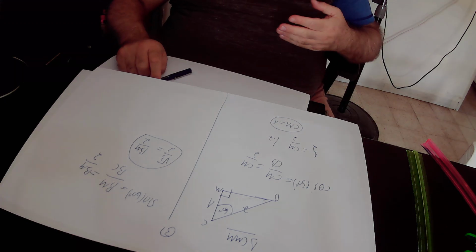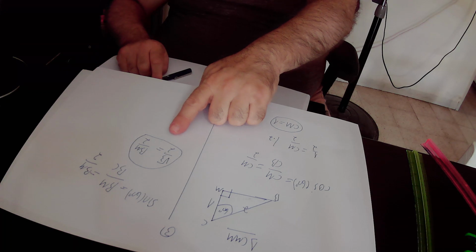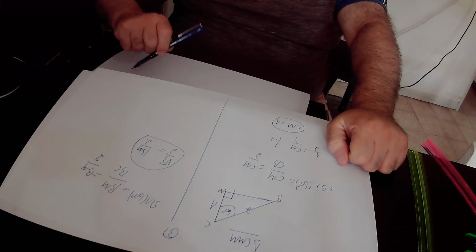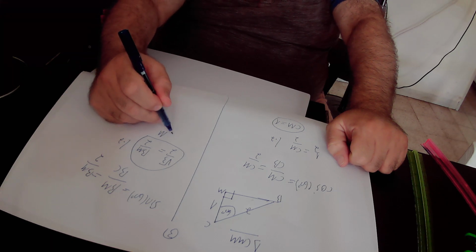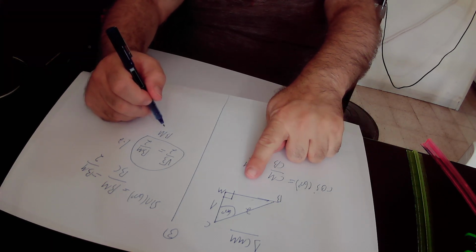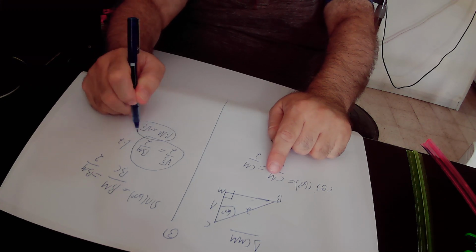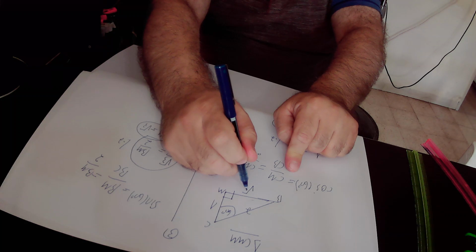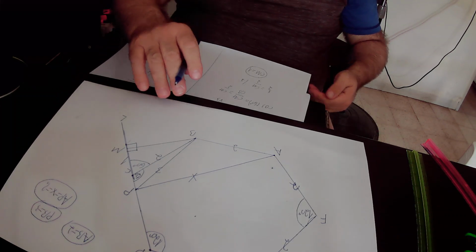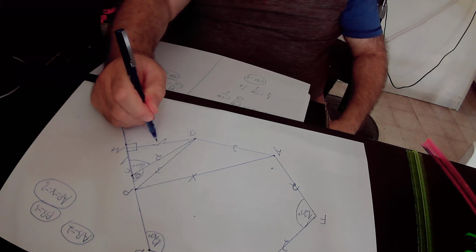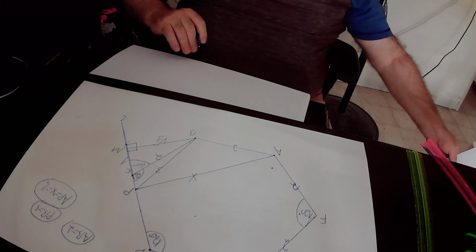So in conclusion, we found that the square root of 3 over 2 equals BM over 2. Here we multiply this equation by 2 and we get that side BM equals the square root of 3 units in its length. You can write down in the original drawing that BM equals the square root of 3 units. Okay?